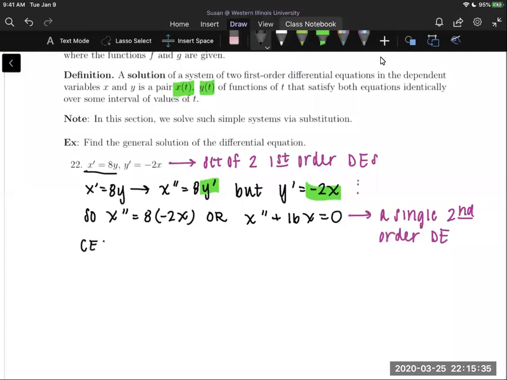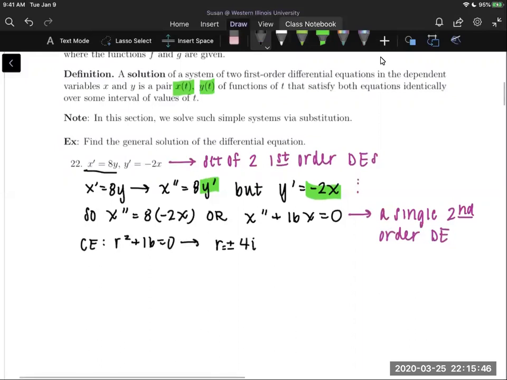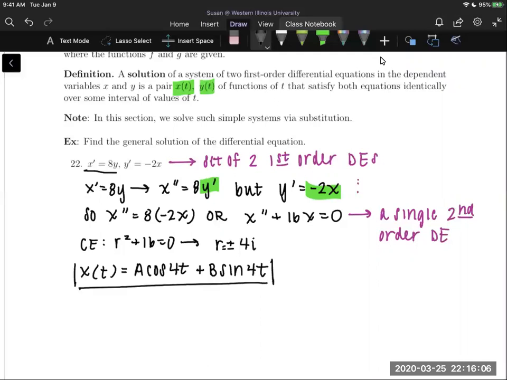So we set up the characteristic equation. We get r squared plus 16 equals 0. So our roots are plus and minus 4i. So what we have here is that our function x of t is given by a cosine of 4t plus b sine of 4t. Now it's really tempting to just box this in and say, yeah, I'm done. I just found x of t.